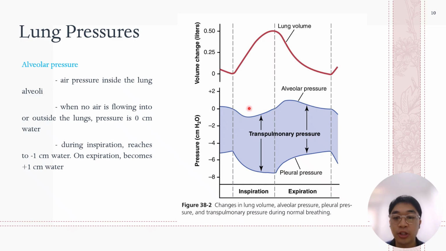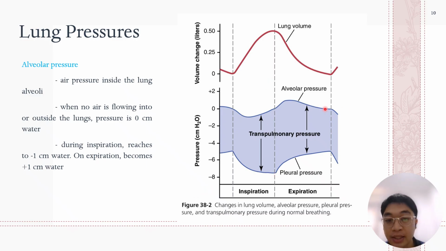Now, for the alveolar pressure, your alveolar pressure is the pressure inside our lung alveoli. When there is no air flowing into or out of the lungs, the pressure is 0 centimeter water. But during inspiration, it will again be more negative, this time only negative 1 centimeter water. But on expiration, in order to push the air out, you need your pressure to be positive. That is why it's positive 1 centimeter water.